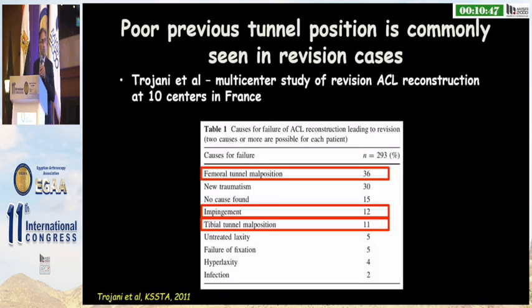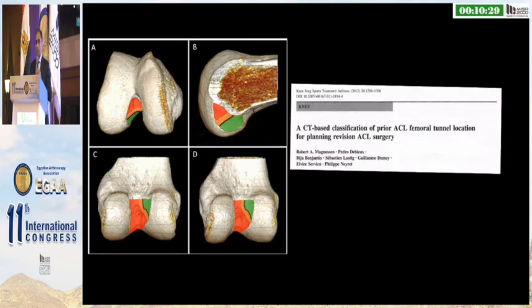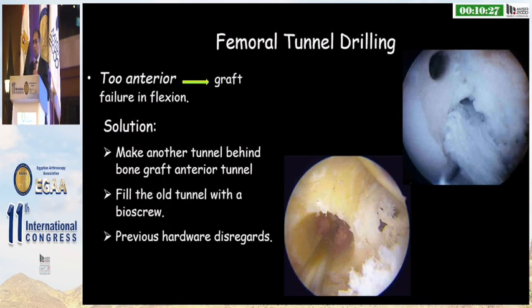We know from my previous speakers that the femoral tunnel is the most common mistake. Malposition is almost 36 here in this study as compared to the tibia, which is 11. So the position of the femoral tunnel is important, and we can assess it with the CT scan. So what to do? If the femoral tunnel is too far anterior, which leads to graft failure in flexion, we need to assess whether it is too anterior, so our new tunnel will not interfere with the previous one.